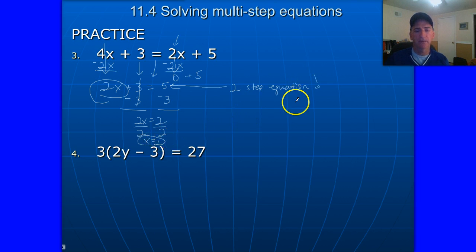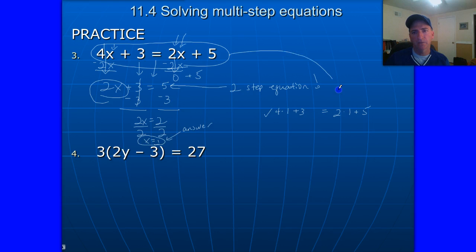Right there. Now again, we could check that. That's our answer. We could check that by substituting the 1 in for there. So 4 times 1 plus 3. It says that that should equal, if we substitute 1 right there, 2 times 1 plus 5. Do you understand what I'm doing there? I'm just taking this equation again, and I am substituting in the answer that I got to see if they work out.